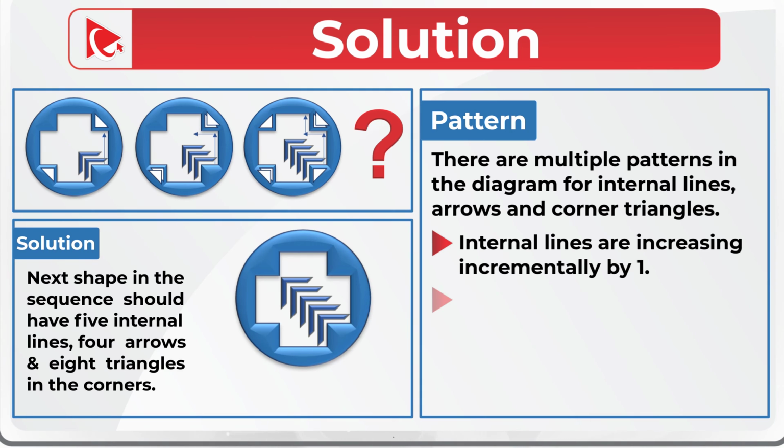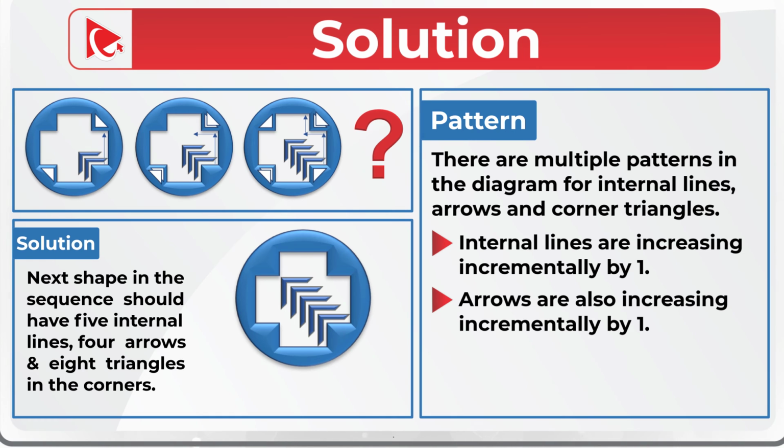Arrows are also incrementally increasing by 1. We see that the first object has 1 arrow, the second object has 2 arrows, and the third object has 3 arrows, which means that the next object in the sequence should have 4 arrows.